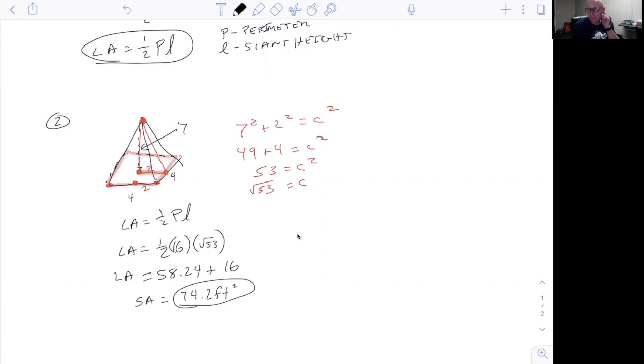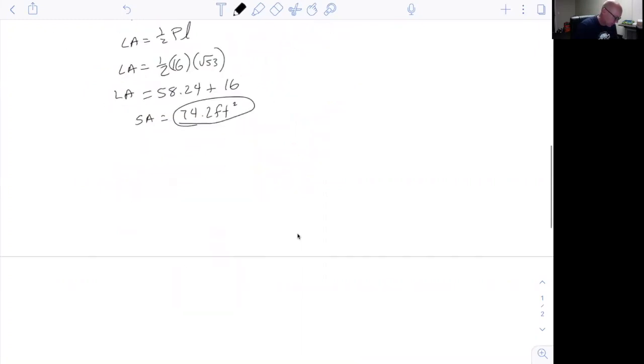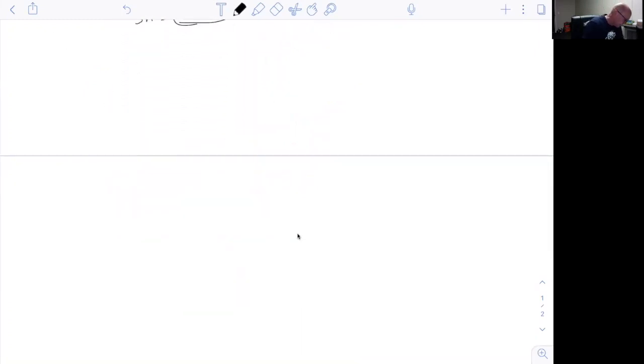All right, so not too much new. Let's try another one real quick. Let's say number 3. Find the surface area of this pyramid.